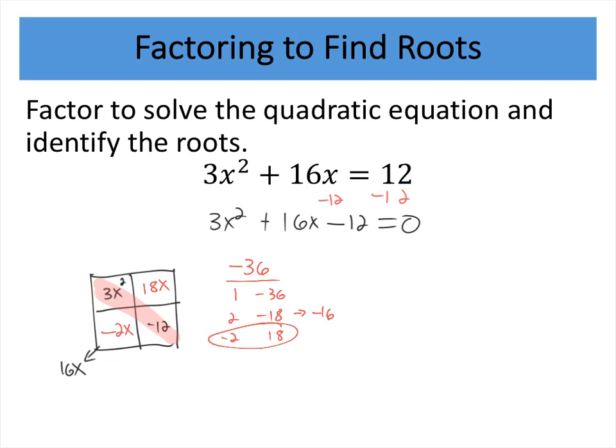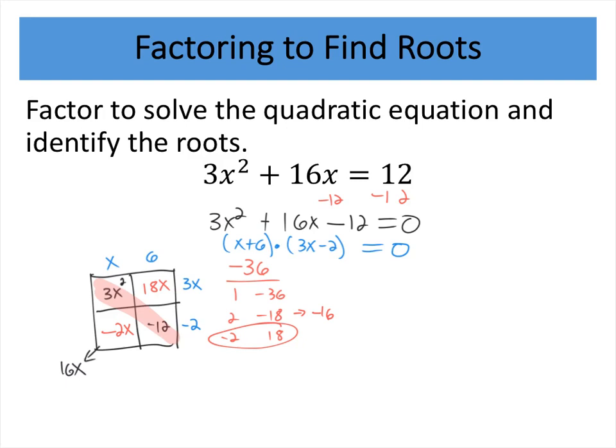In the top row, a common factor is 3x, which means that on top it has to be 6. And 6 times negative 2 is negative 12. And last but not least, 3x times x gets me 6. So the factored version of this quadratic equation, which is in standard form, is x plus 6 times 3x minus 2 equals 0. It's the same thing, just written in a different format.